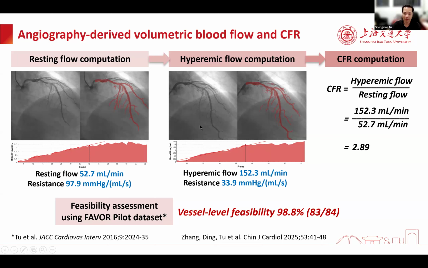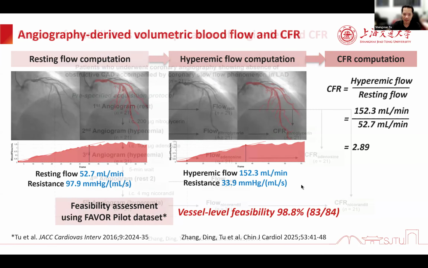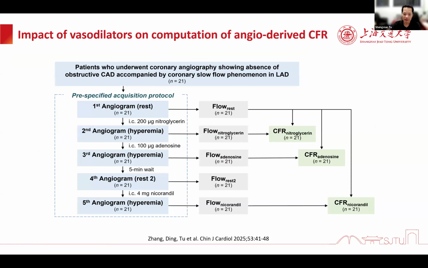You can also do a single vessel analysis, taking the main vessel flow velocity only. So in this case, we can calculate the volumetric flow computation of coronary flow reserve. In this case, it is 2.89. We are testing this in the FLAVOR pilot data set. The feasibility was quite okay if you have a quality image, in accordance with the protocol. So we recently published a study.